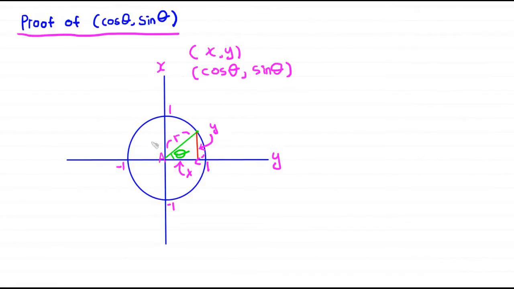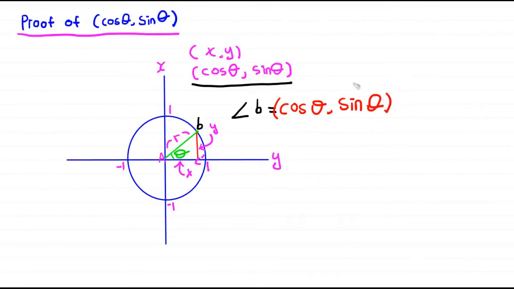And we can find that if we call this angle B, the coordinate is cosine theta and sine theta. I'll write it down. The coordinate is cosine theta and sine theta. And the reason is because we can prove it by cosine and sine.